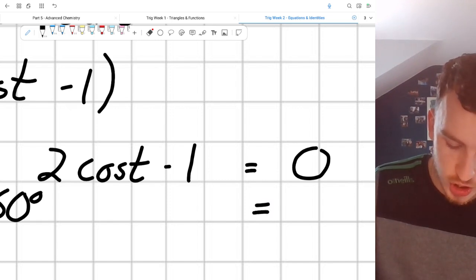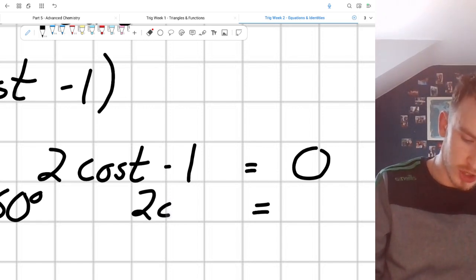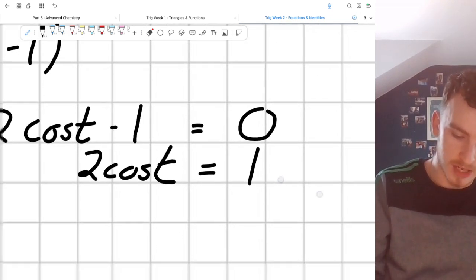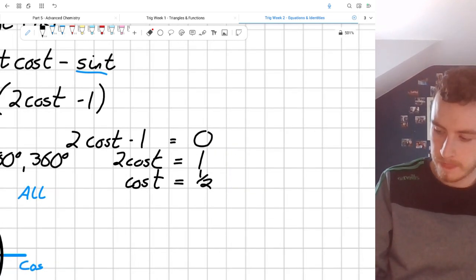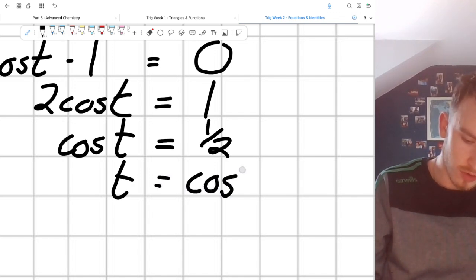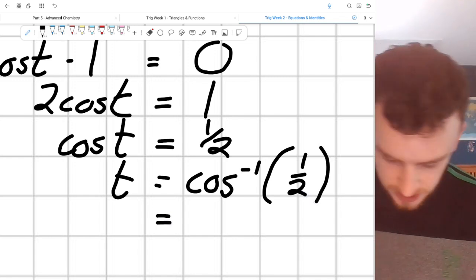If we start looking at 2 cosine t minus 1, so we get 2 cosine t is equal to 1 if we take it over. And then if we divide by 2, we get cosine t is equal to 1/2. Okay? So t then is the inverse cosine of 1/2, which is, this done here, 60 degrees.